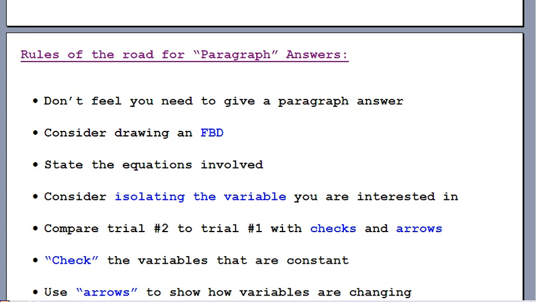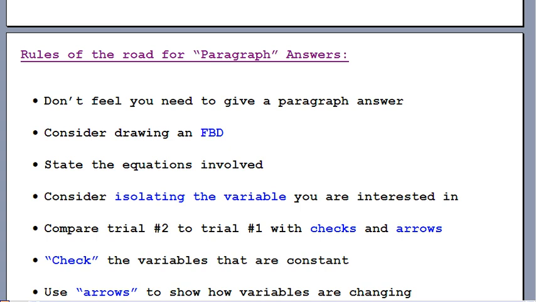Maybe if a teacher or a professor is giving you a test, they might give you some lined space to write down your comments. So we'll call them paragraph questions, with air quotes around them. Don't feel you need to give a paragraph answer. In fact, please don't. Write down some math, write down the physics that's happening, and then make some point form comments on what you see happening with that math.